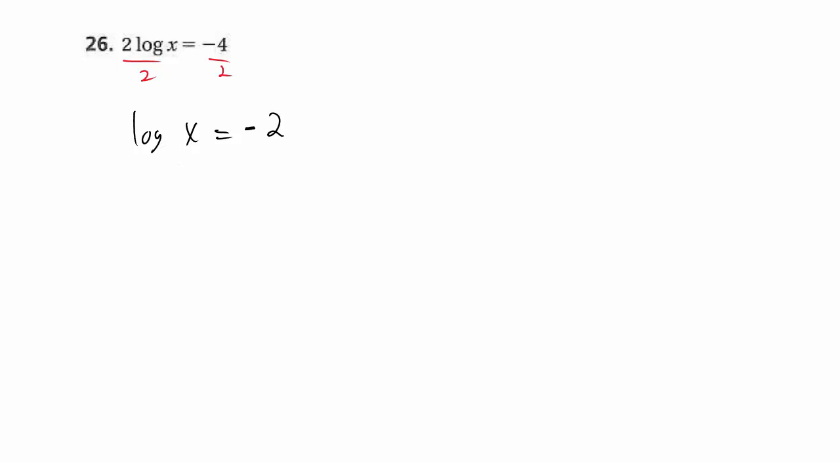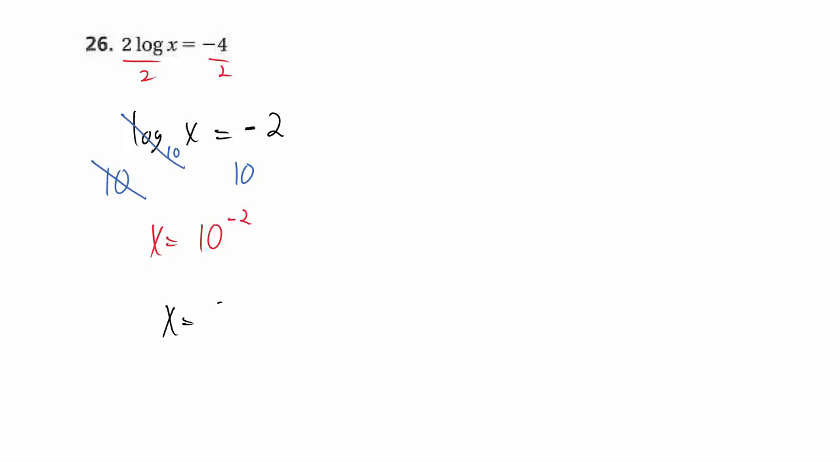The 10 is understood. So if you take 10 and raise it to this power, the 10 and the log base 10 cancel out. So if I did that to the left side, do it to the right side, make it 10 to the -2nd power. So you get x equals 10 to the -2nd. If you run that in your calculator, you get 0.01.